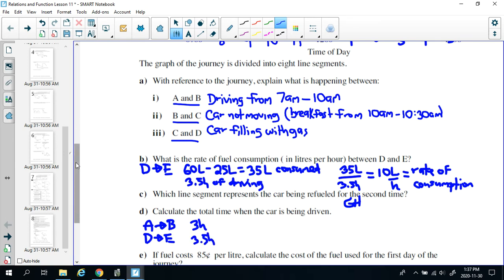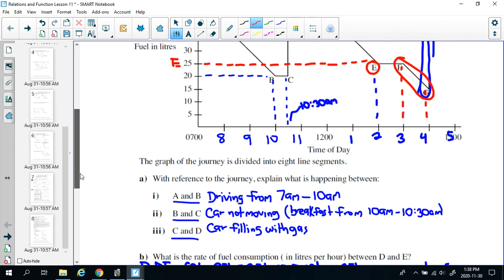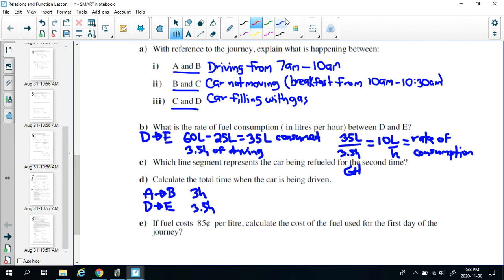$3.5 hours. And when else are we driving? Go back up here. We're driving from F to G. Again, you know you're driving because the amount of fuel in the car is going down. So that's from 3 to 4 o'clock, it looks like. Yeah, I think so. Okay, 3 to 4 o'clock. So that's going to be 1 hour of driving. And that's from F to G. F to G, 1 hour.